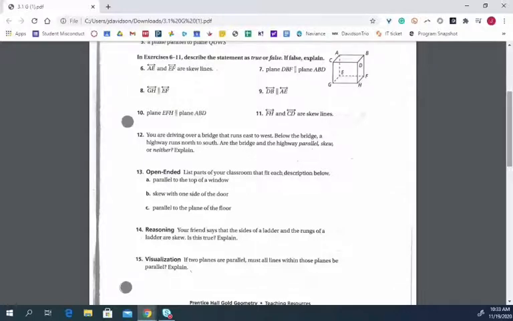This is the analogy I always use. You are driving over a bridge that runs east to west. Below the bridge is a highway running north to south. Are the bridge and the highway parallel, skew, or neither? I use this analogy when I describe it. Skew. Yeah, I like using that analogy. That's a good analogy. Thank you.